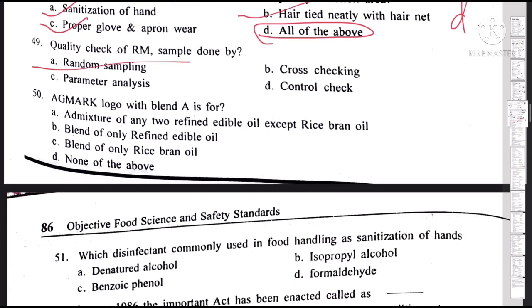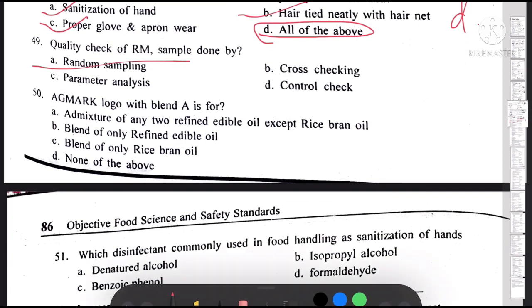Next. Eggmark logo with blend A is for, I have told you, Eggmark logo for blend A is for an admixture of any two refined edible oils except rice bran oil. So correct answer is A. Admixture of any two refined edible oils except rice bran oil.